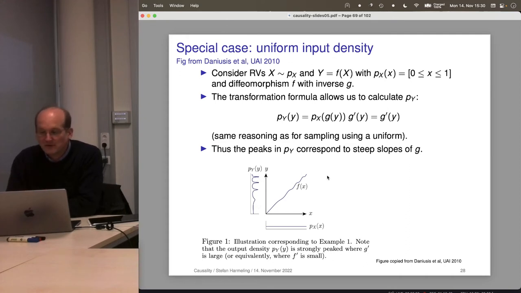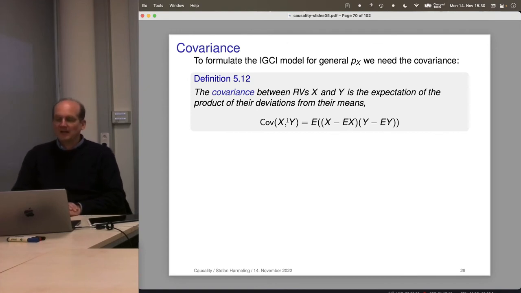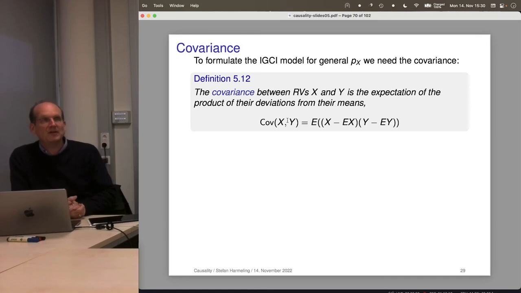More precisely, the density is really the derivative of the function g if I assume a uniform distribution for x. Then one can derive this. Otherwise, it's the product of the density of x and the derivative. But you see there's a nice relationship between the derivative of my function and the density, which is quite surprising to me. Now, to measure independence, we are not measuring independence here, but correlation between a function and a density. How are we doing this? First of all, recall what a covariance is. Covariance between two random variables is basically the product of the deviations from their means.